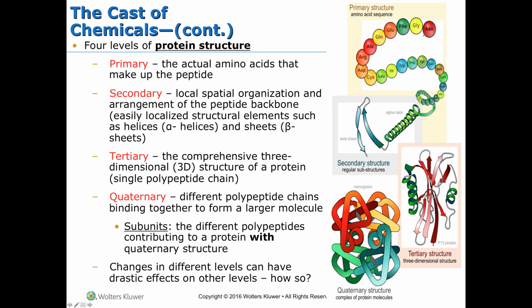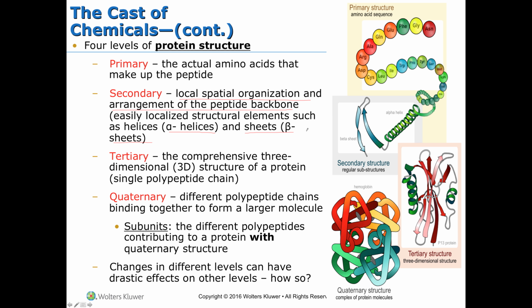The secondary level of protein structure involves the local spatial organization and arrangement of the peptide backbone. So you can easily localize these structural elements. You can look for alpha helices and beta sheets, so the way that this peptide backbone will actually arrange in space. As we have all these amino acids together, they're going to arrange in particular ways, either in helices or in sheets.